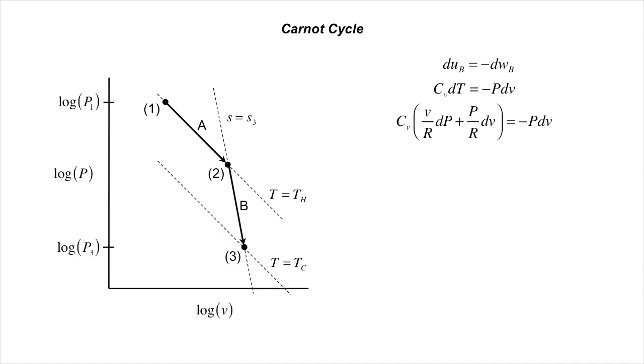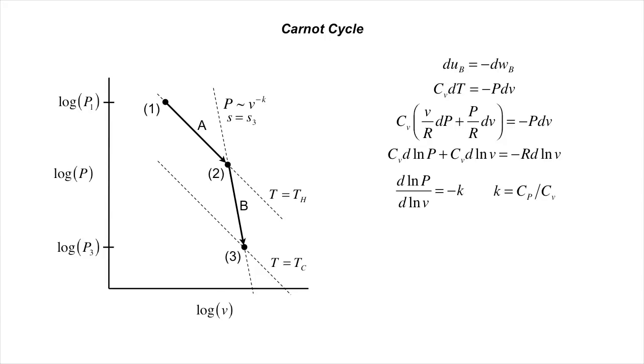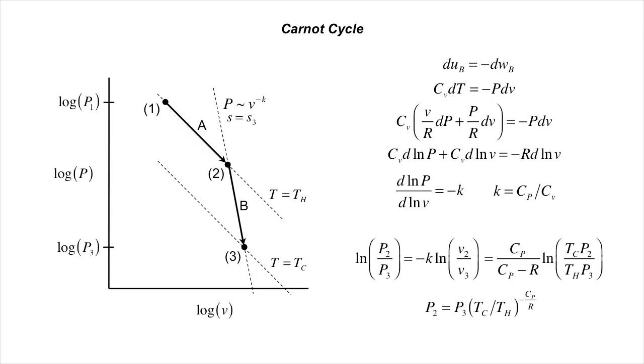Converting dT using the ideal gas law to dV and dP, and then simplifying, we find that along this transformation path, d log P / d log V is equal to minus k, where k is the ratio of Cp to Cv, a number usually around 1.4 or so for most gases. Integrating, we can solve for P2 versus P3 with the same result we got previously.